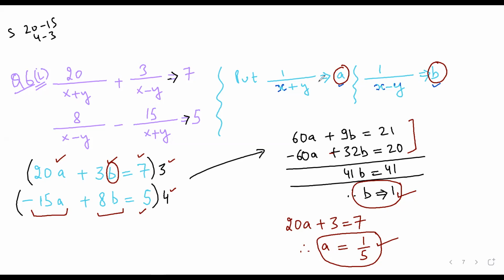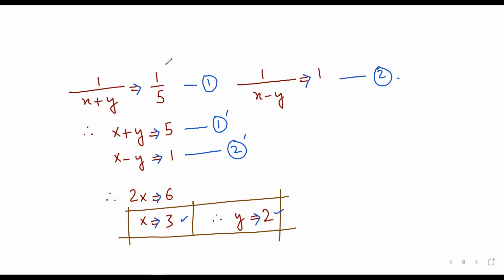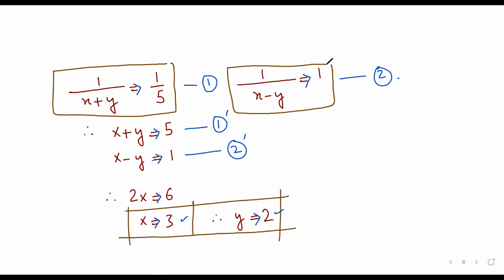But this is not my final answer, because a is equal to 1 by 5. So this is equal to 1 by 5, and b is equal to 1. I need to solve for x and y, because that is what is required in the question. So I put the value of a and b here, and this is what the equation reduced to. Then these become my next equations. I solve for x and y. X is equal to 3 and y is equal to 2.